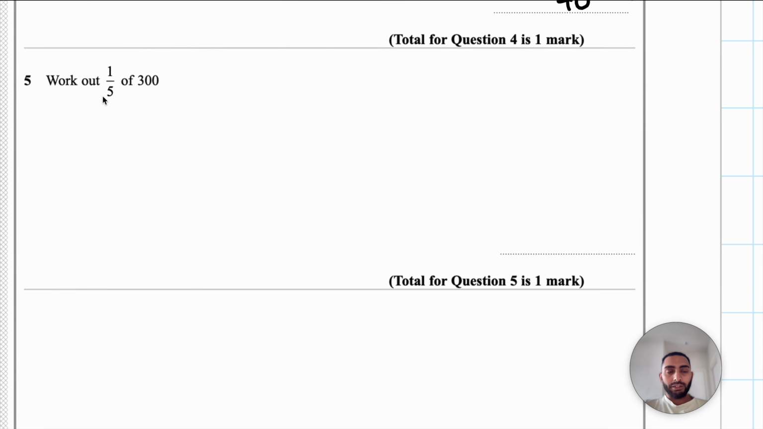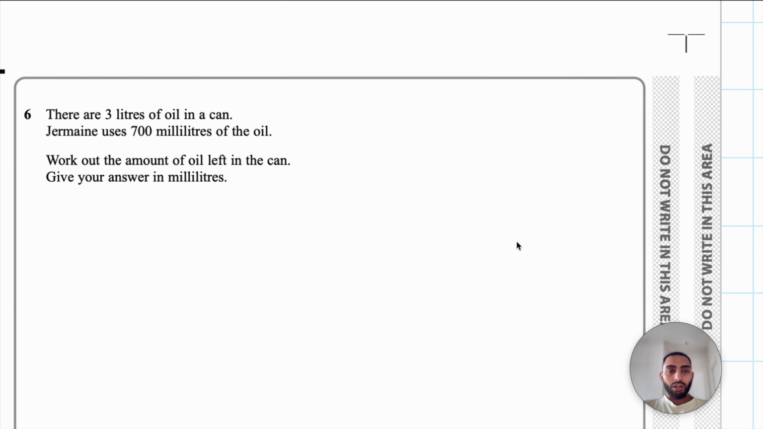Question 5. Work out 1/5 of 300. So I need to divide it by 5, my denominator, and multiply it by 1. Multiplying by 1 doesn't do anything, so all I need to do is divide it by 5. 300 divided by 5. I know 30 divided by 5 is 6, and I have 10, so it's going to be 60.